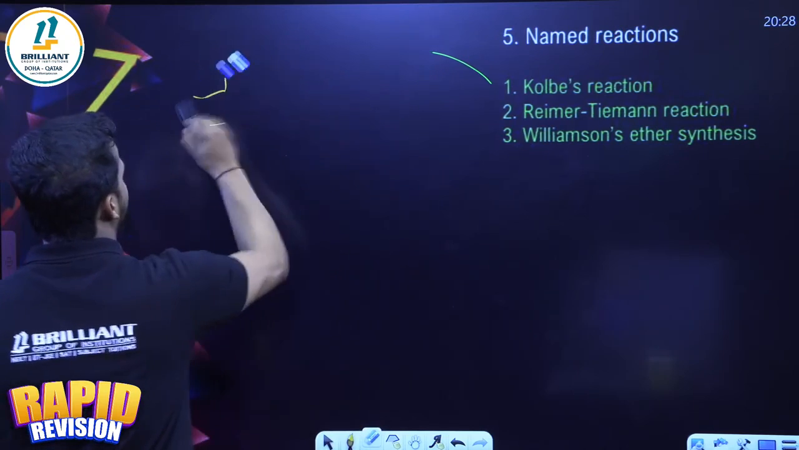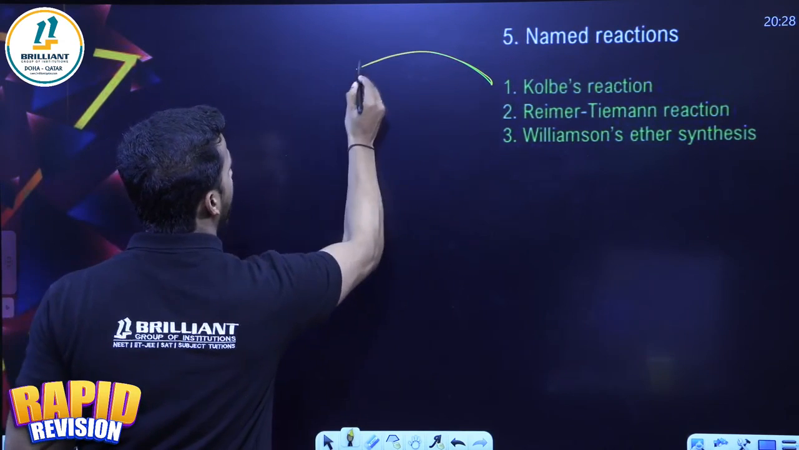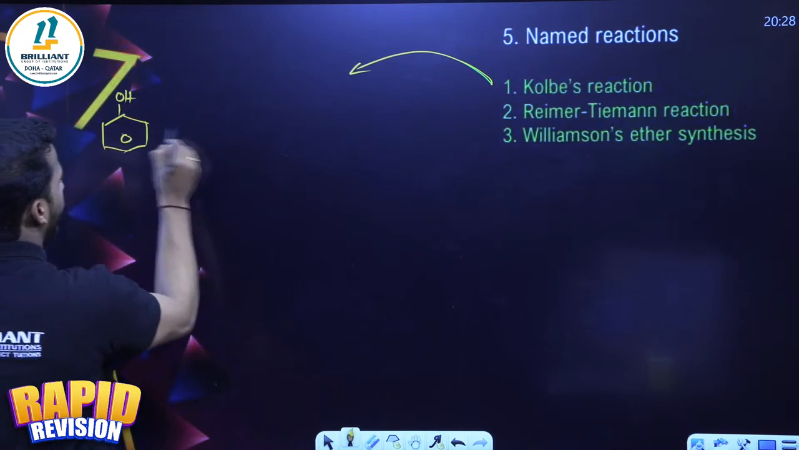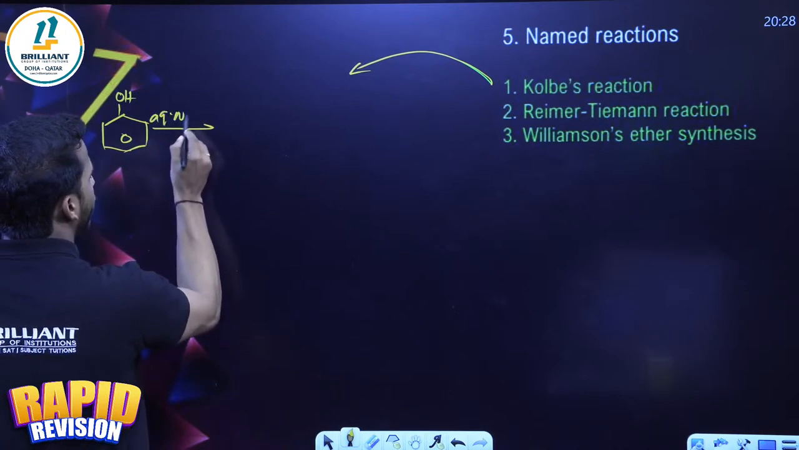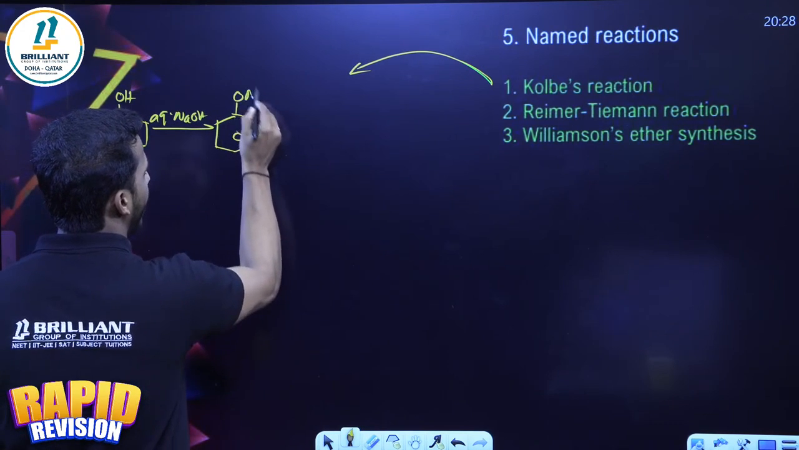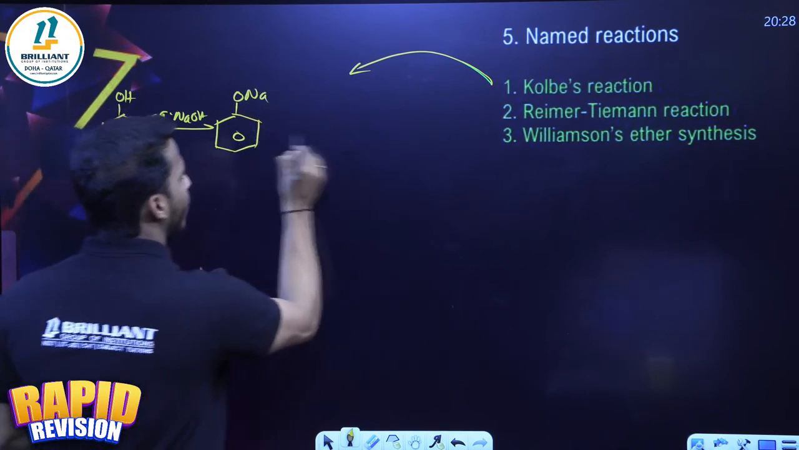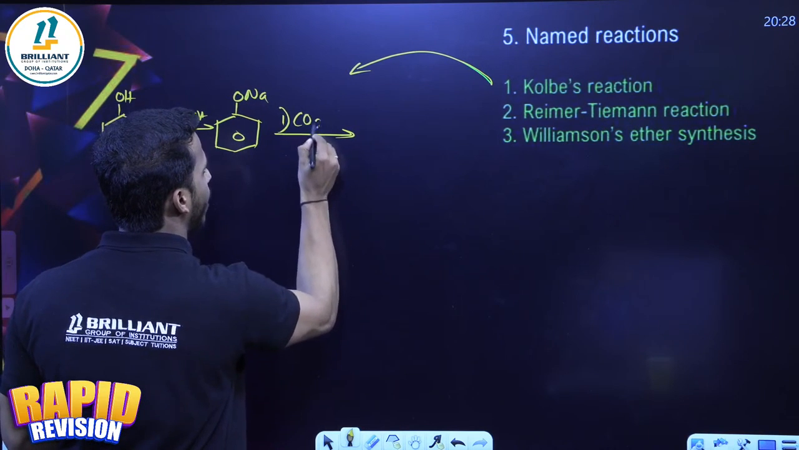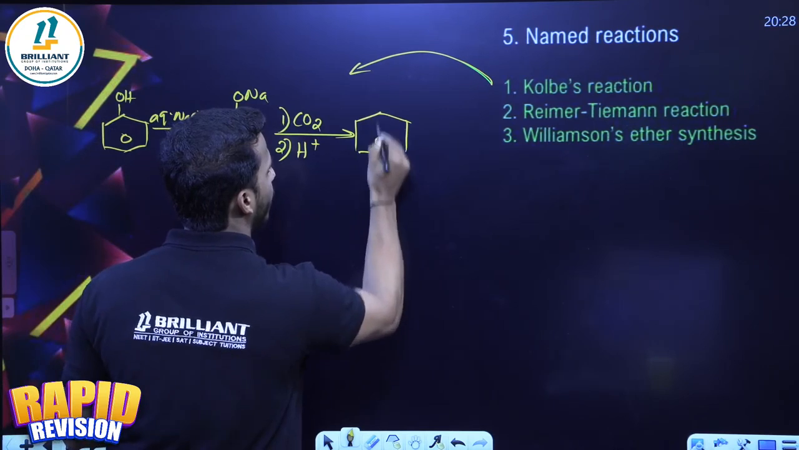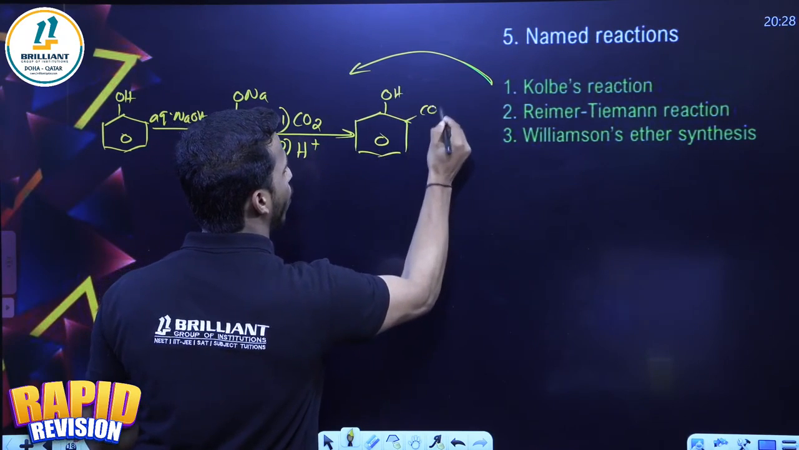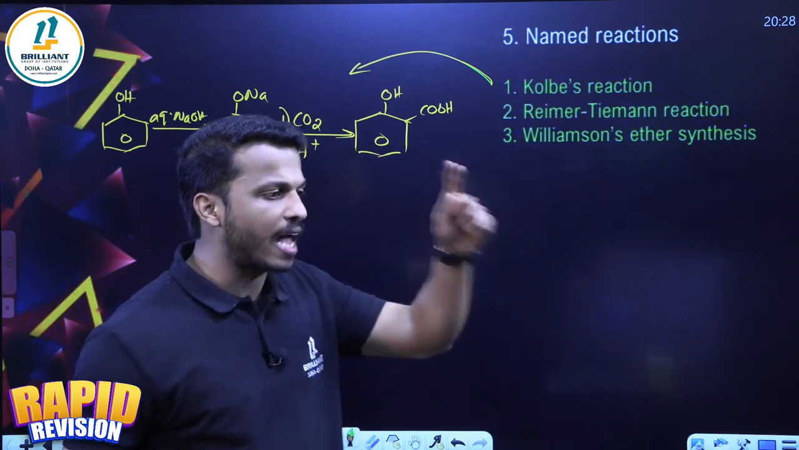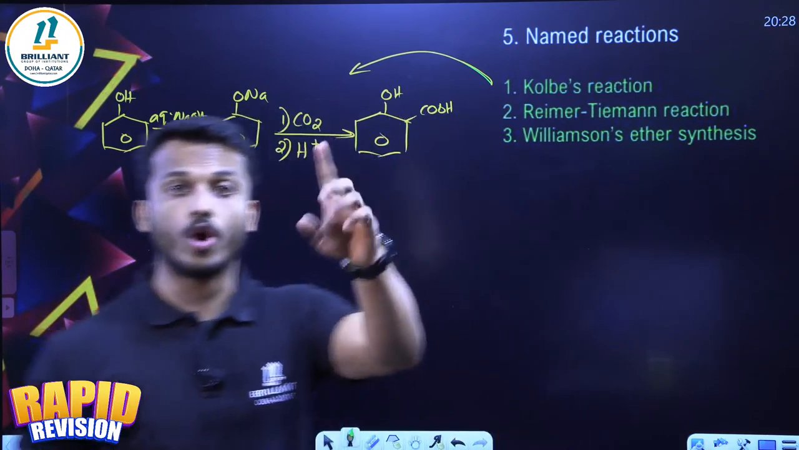Let me tell you the complete reaction once again, for last revision. Starting with phenol, phenol is first treated with aqueous NaOH. You will get sodium phenoxide, ONa. This sodium phenoxide is first treated with carbon dioxide, second treated with acid, and you will get the compound with OH and COOH, that is called salicylic acid. So phenol to salicylic acid is what we call Kolbe's reaction.